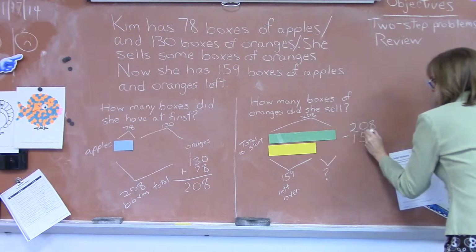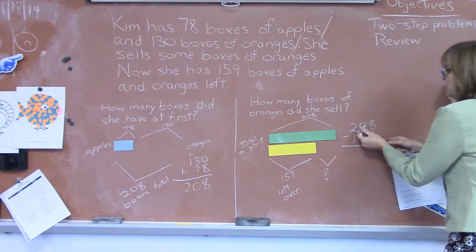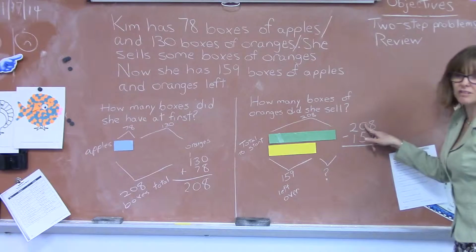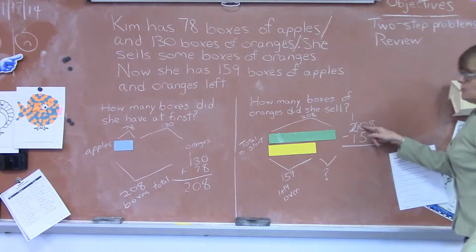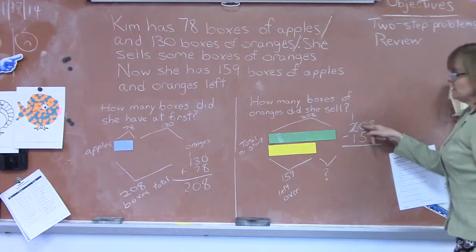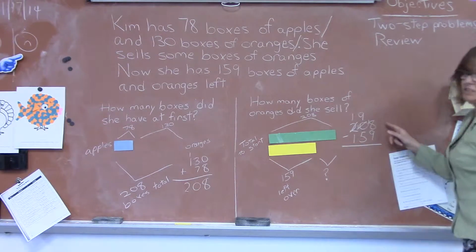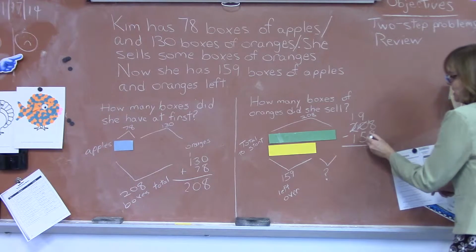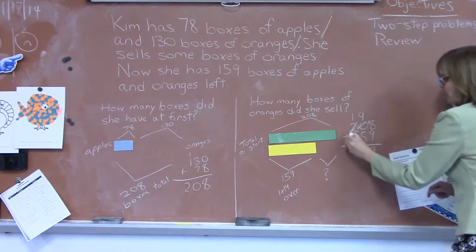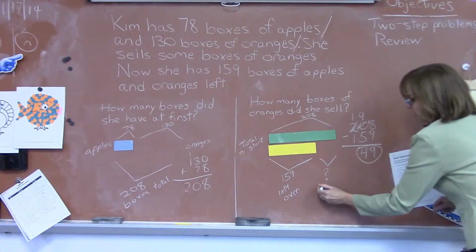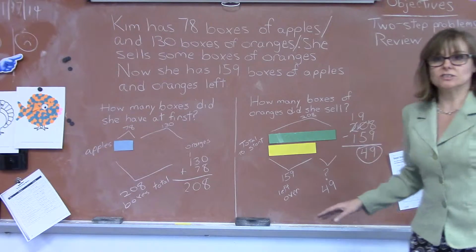So we can subtract this. 8 minus 9, can't do it. Got to borrow. Well, wait a second, I can't borrow from this column, so I'm going to go to the next column over. But that 10 doesn't do me any good over here. I'm going to use that to borrow, so I can put it into my last column, my ones column. 18 minus 9 is 9. 9 minus 5 is 4, and then 1 minus 1 is 0. So 49 is the number of oranges that are sold.